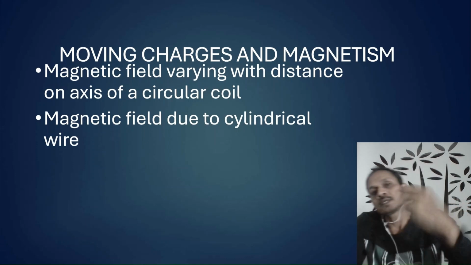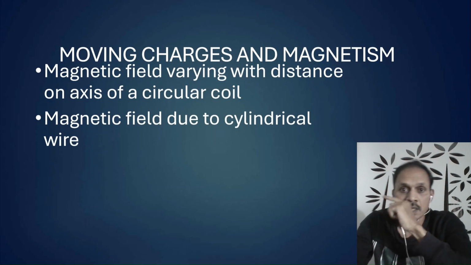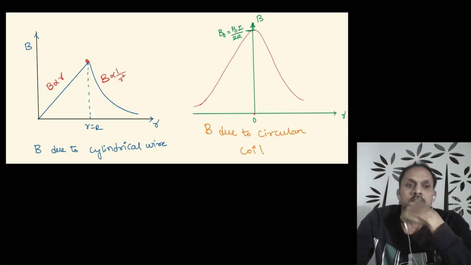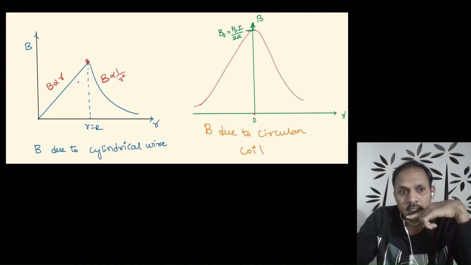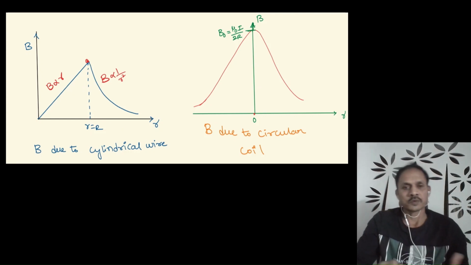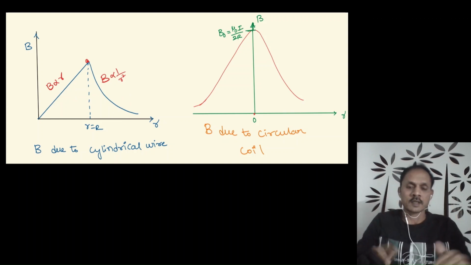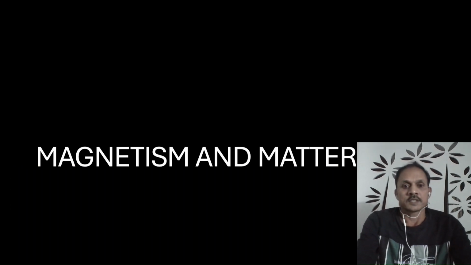Next, fourth chapter, moving charges. Here we have one 5 marks question, circular coil obviously, and one textbook question, cylindrical wire. So here are the graphs. Inside a cylindrical wire, magnetic field is proportional to distance, and outside it is 1 by r square. And for a circular coil, it is maximum at the center and decreases with distance on both sides of the axis. So this one.